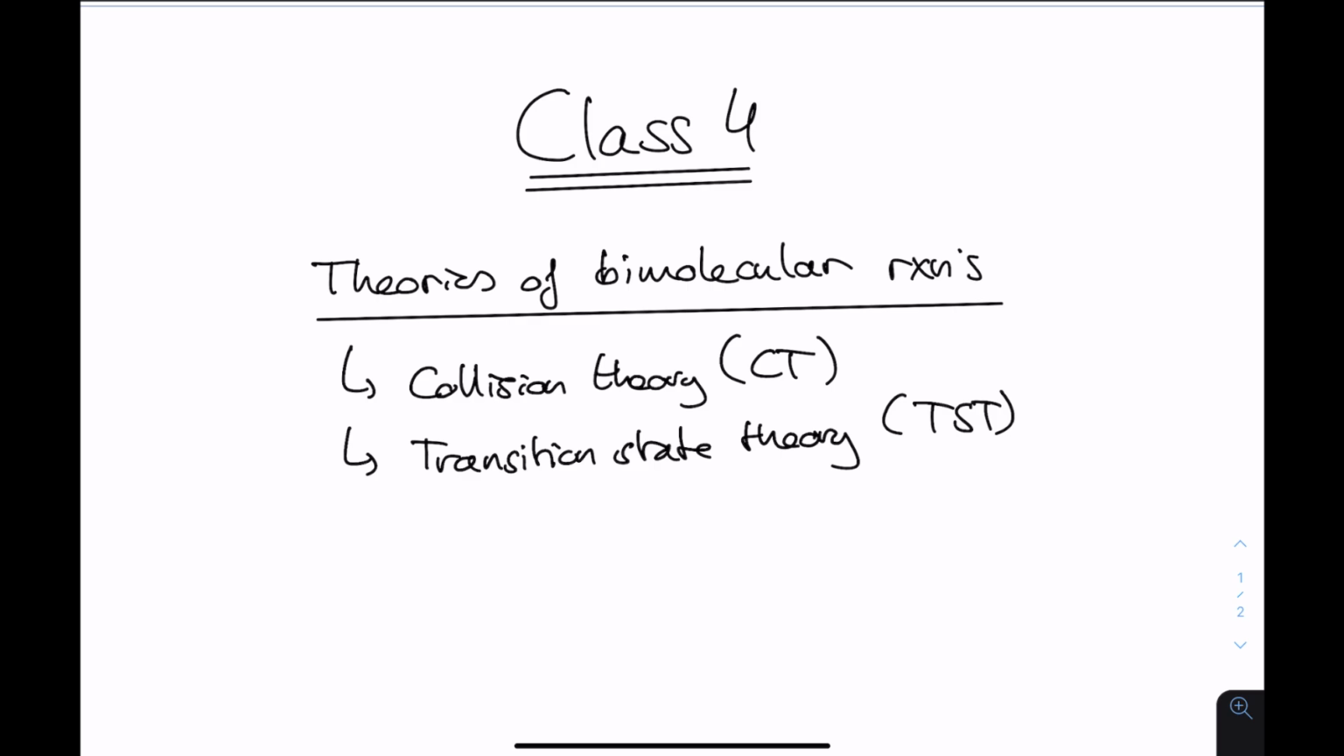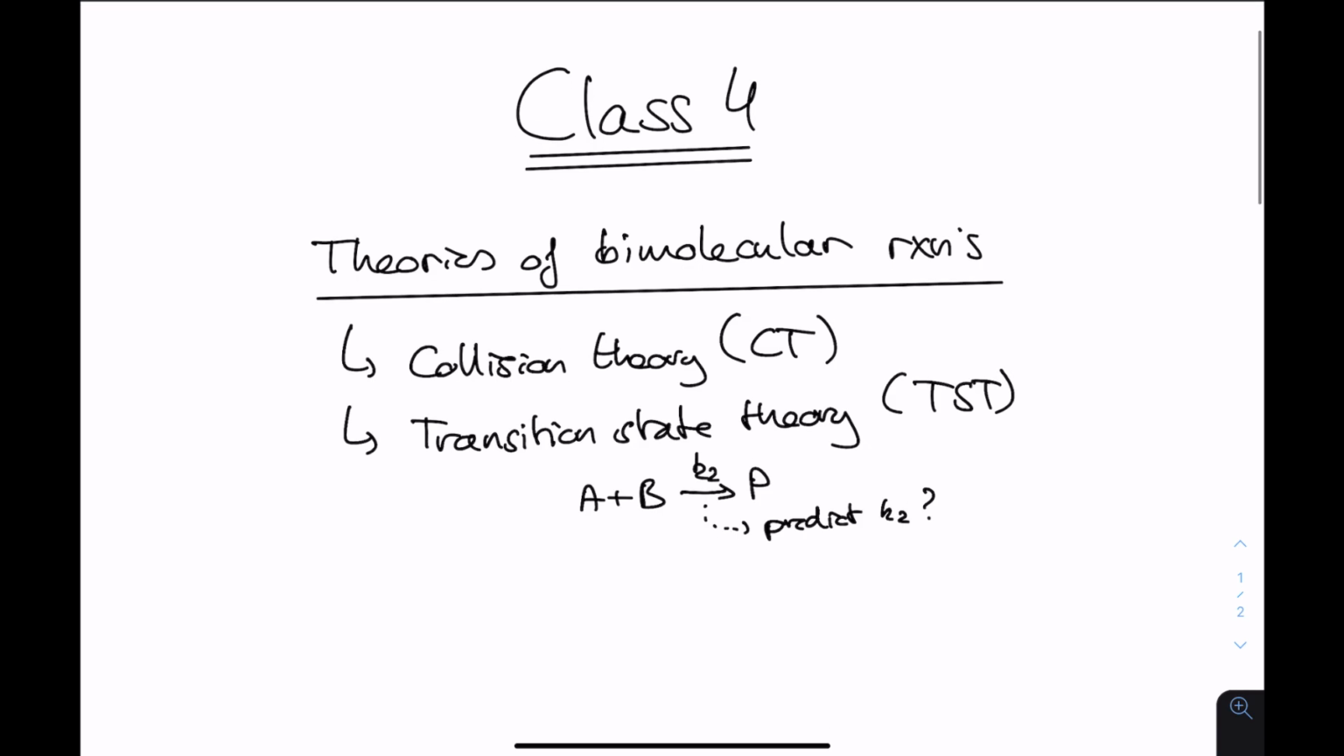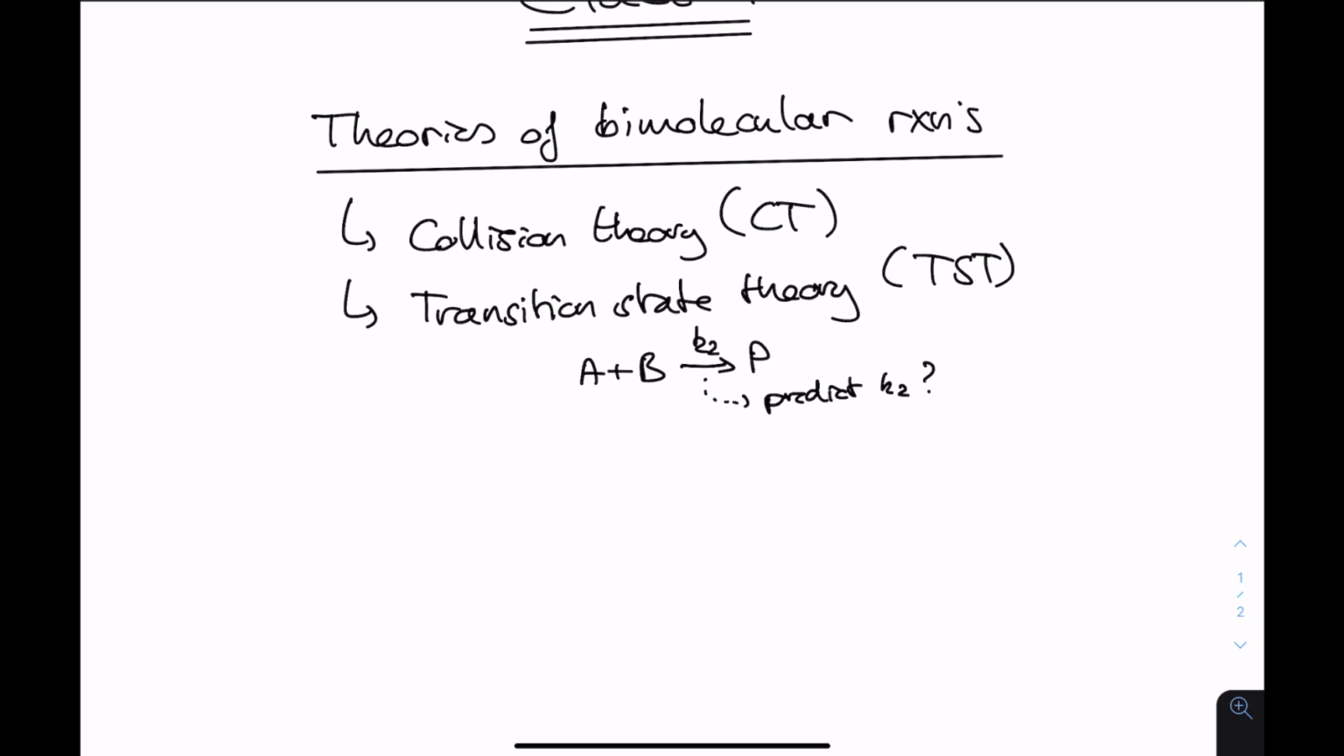Both can be used for gas phase and solution situations, which have different precisions. Basically, people were looking for a way, if we look at a bimolecular reaction, let's say A plus B gives a product with a second order reaction rate constant K2, to predict this K2. That was a central question. And collision theory was the first one to be developed.